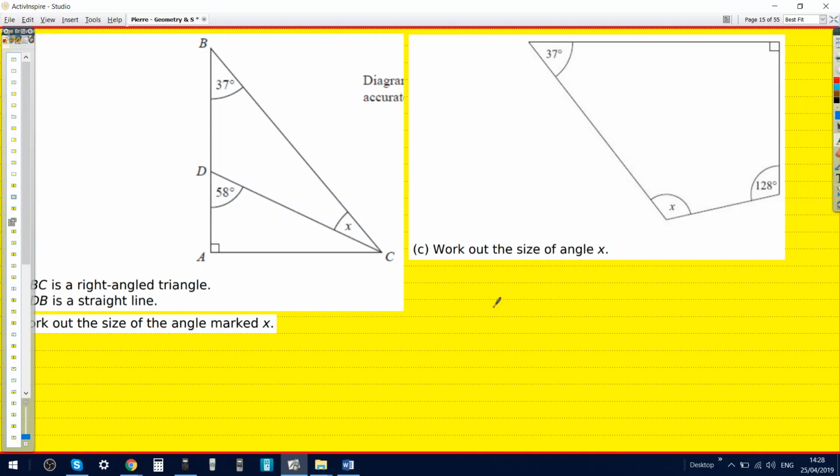Now it's time for shape. Let's first do the one on the right. Okay. Look at the angle of X. So we know that the one on the top right is 90. That's a right angle. So all the angles should add up to 360. So it'd be 90 plus 37 plus 128, and then that answer subtracted from 360. That gives you A.